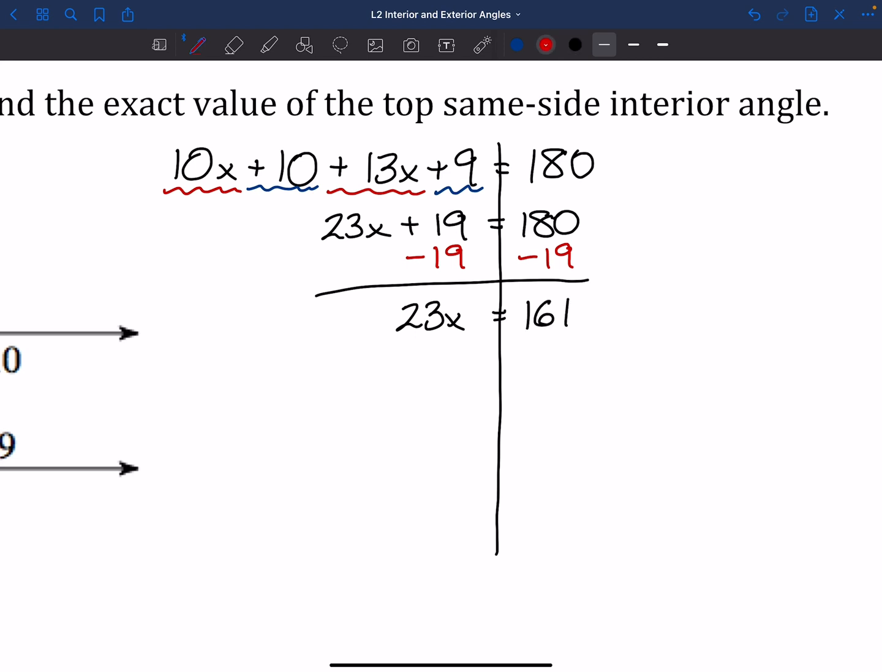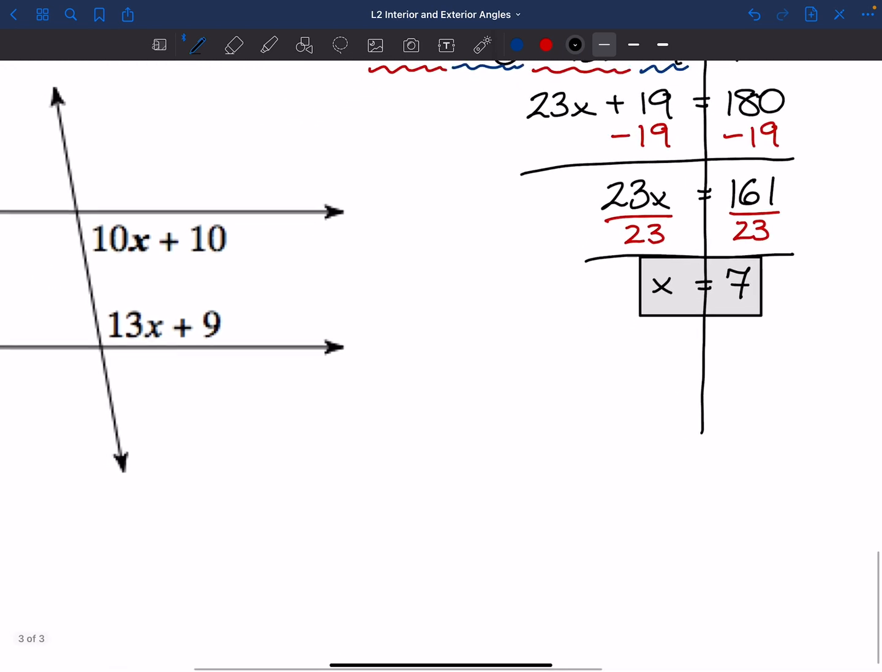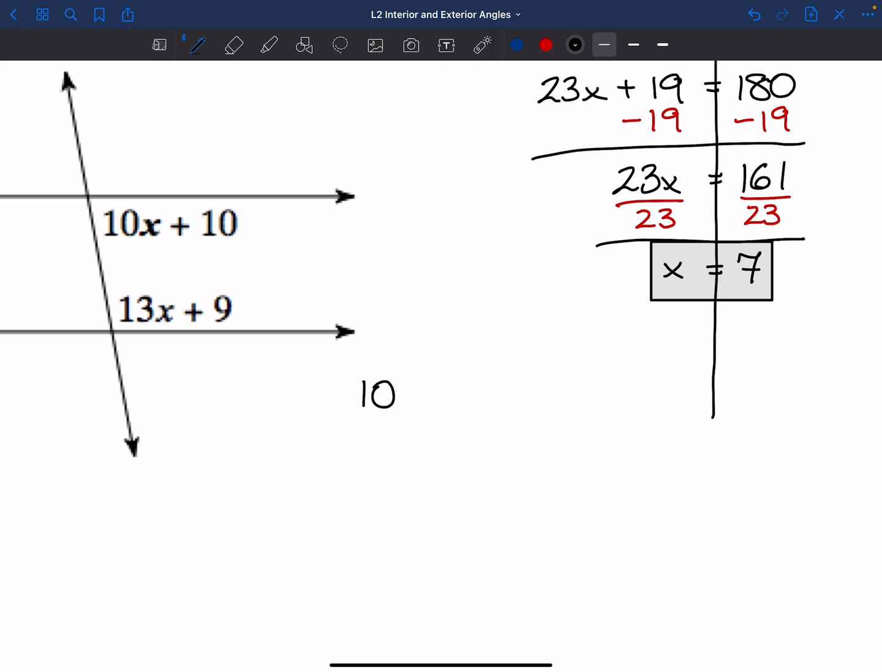I'm going to divide by 23 to get rid of that. And then x is going to equal, what's that going to come out as? 7. All right, so x is equal to 7. Cool. Almost all the way there. All I've got to do now is plug it back into that top angle there, which is 10x plus 10. So if it's 10 times the x we just found, plus 10, 10 times 7 is 70. 70 plus 10 is 80 degrees.